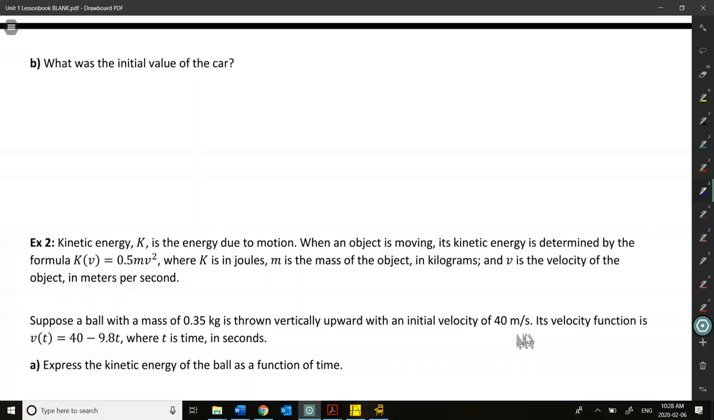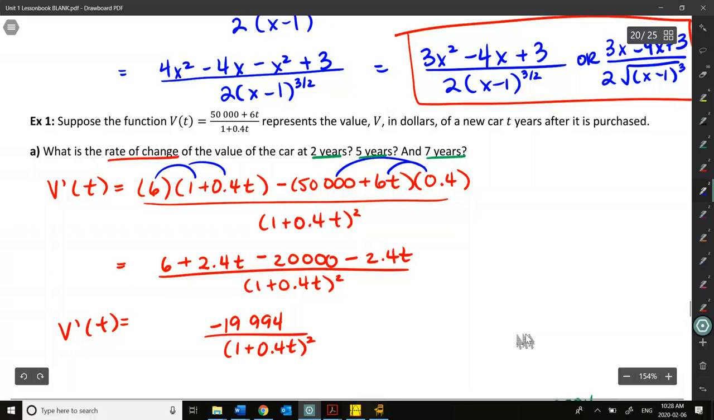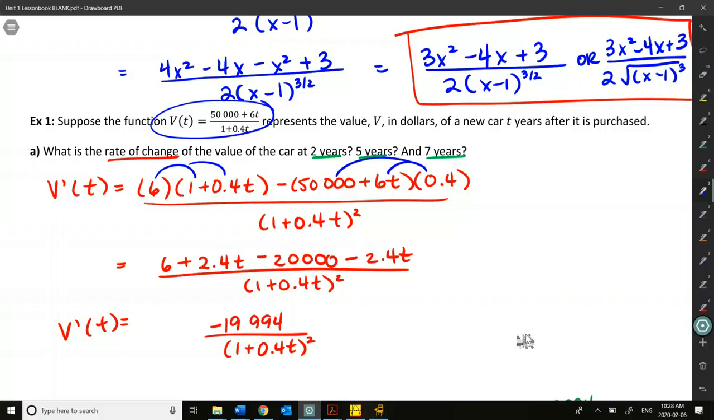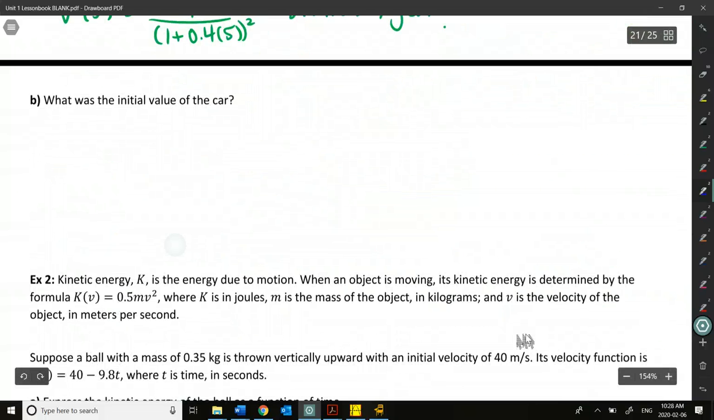What was the initial value of the car? How do we calculate this? Is t at 0 in the derivative or the original function? Do you guys agree? Kaylin? So if I just want to know the initial value of the car and I have a function that tells me the value of the car at time t, I can just plug in a time of 0 into that equation, and then I'll have the initial value of the car. So we'll evaluate v at 0.